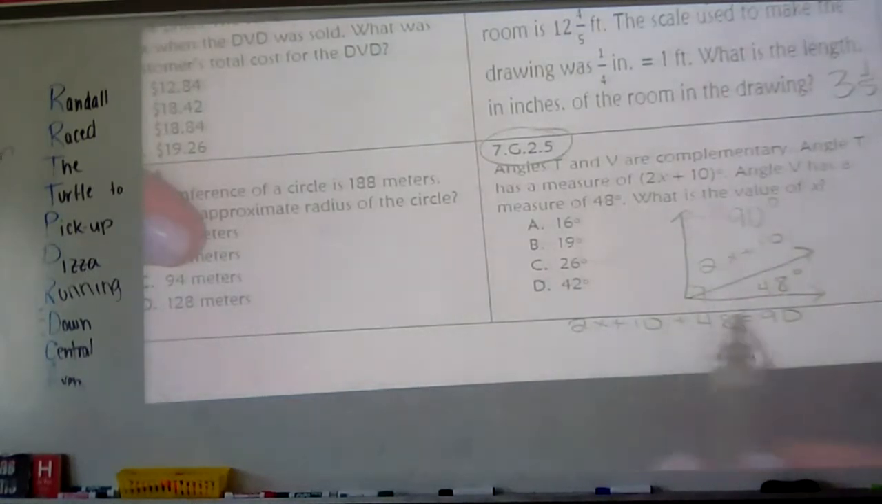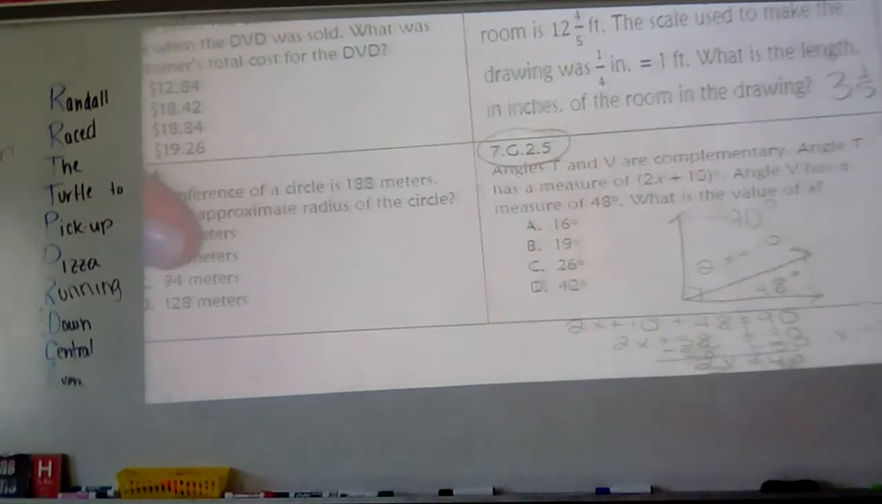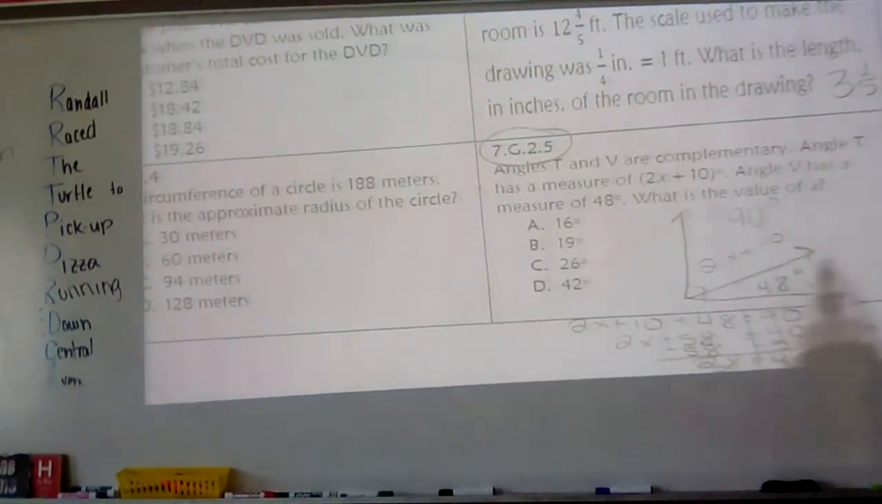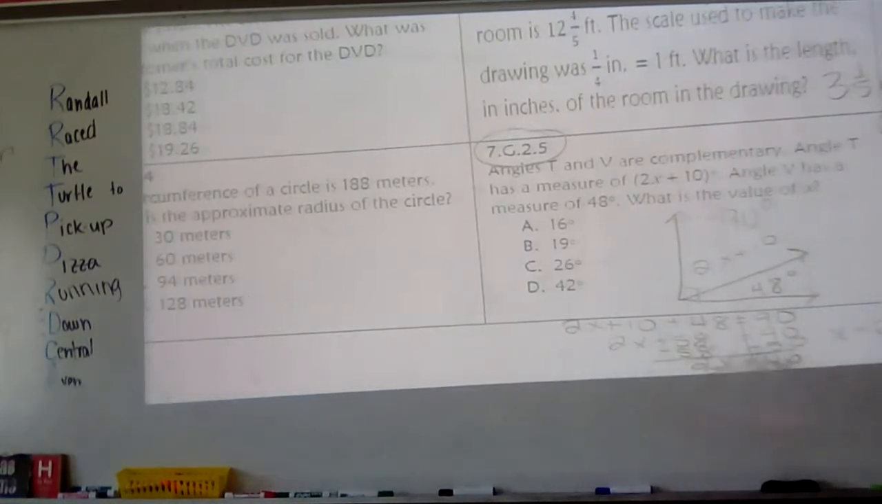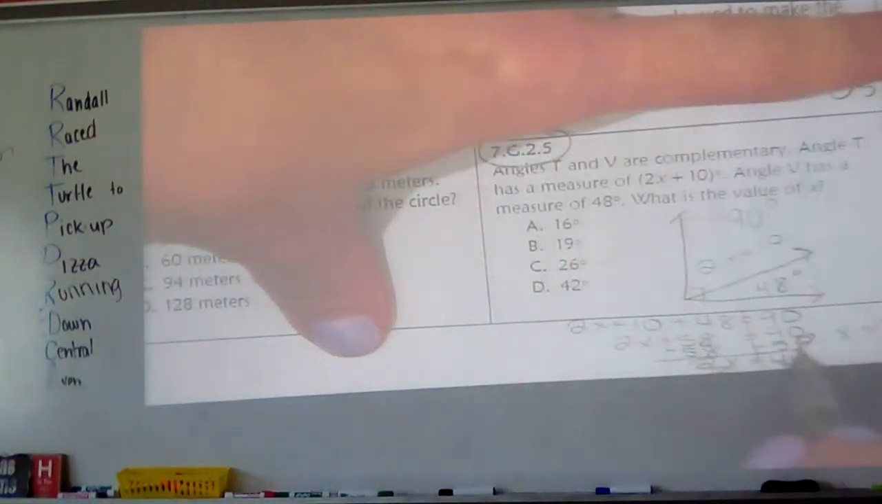From here, I'm going to combine my like terms. So that's going to leave me with 2x plus 58 equals 90. Opposite of addition is subtraction. I'm left with 2x equals 40. And then I need to divide by 2. So I'm going to be left with x is equal to 20. But why isn't that correct? Oh, that should be 58. I'm so sorry.